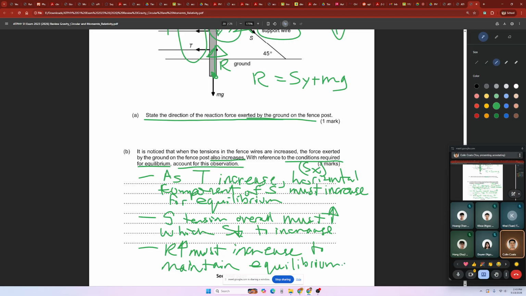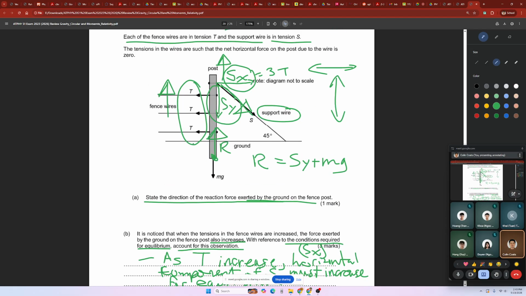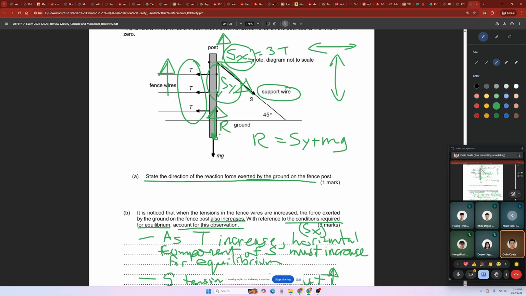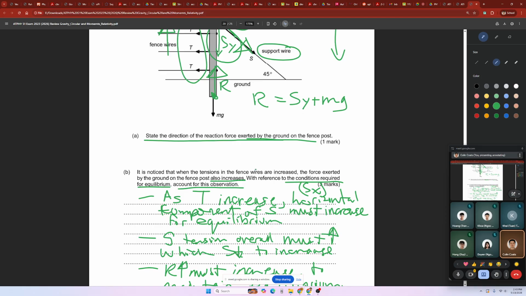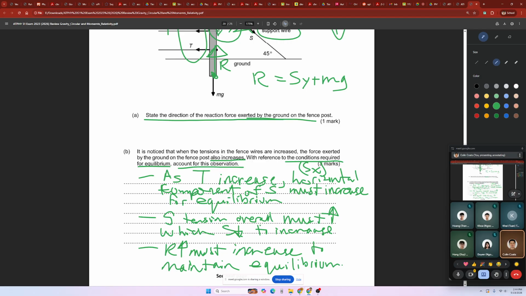So that's it. You have to look at the overall forces. What is balancing this tension to the left? The tension of the support wire to the right. Now, to increase that, you have to increase the overall tension in the wire itself, which is at an angle. And if that increases, any other horizontal or vertical component will increase as well. And then as that vertical downwards force increases, the reaction force upwards must increase to maintain that equilibrium. Okay?